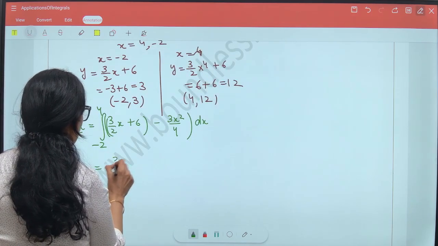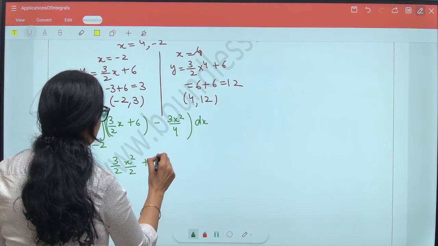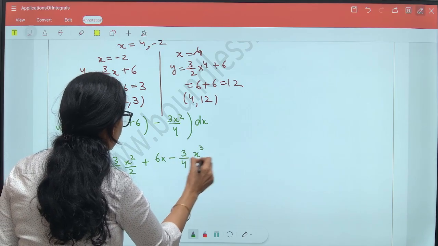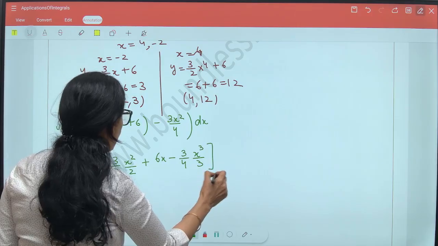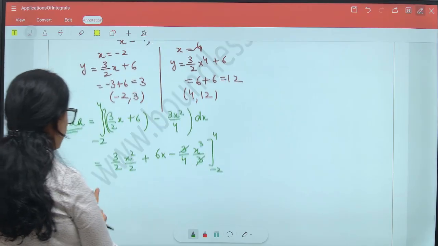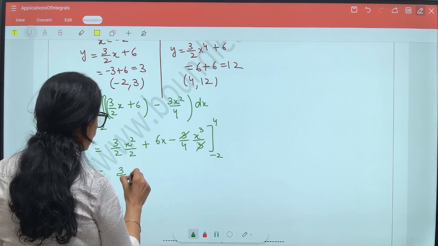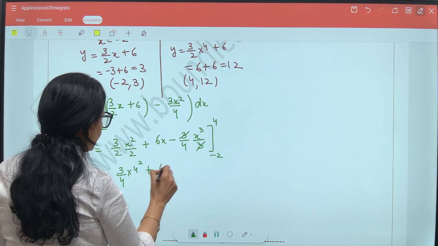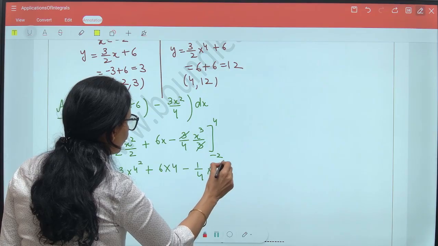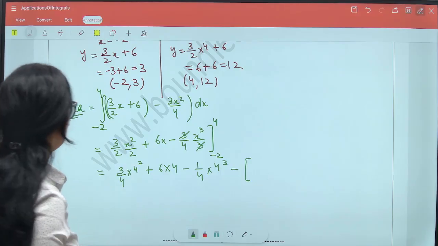This becomes 3 by 2 x square by 2 plus 6x minus 3 by 4 x cube by 3, and the limits are minus 2 to 4. Simplify it wherever you can. So it becomes 3 by 4. Put x as 4. So it becomes 4 square plus 6 into 4 minus 1 by 4 into 4 cube minus, don't forget this lower limit also, putting the lower limit here.